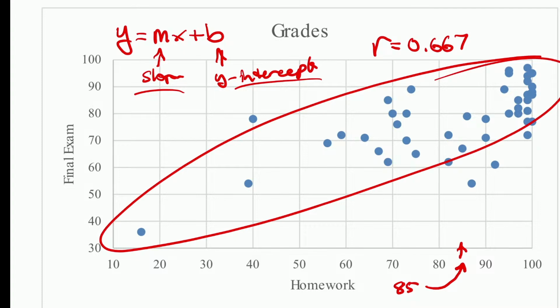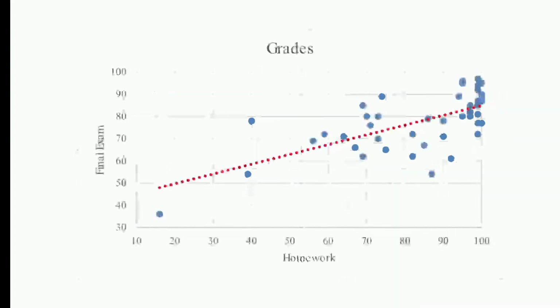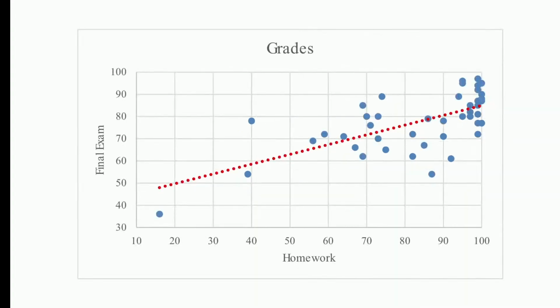I actually did it earlier today. This morning I did the linear regression equation for this, and here's what it looks like. That's the linear regression equation for the homework versus final exams. Using this, we could predict what that 85 on a homework, what would we predict that person would get on the final? And so here's how I would do it.